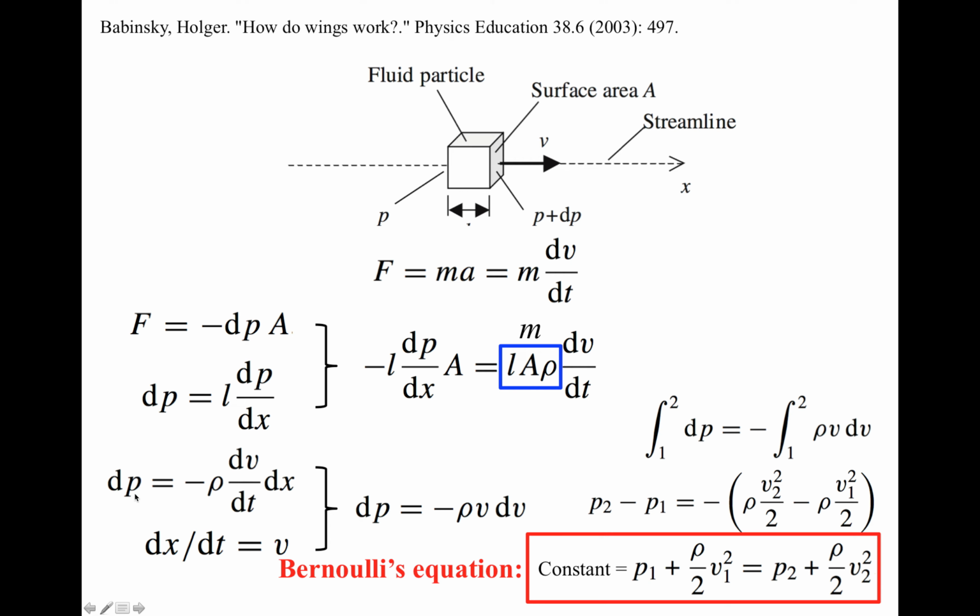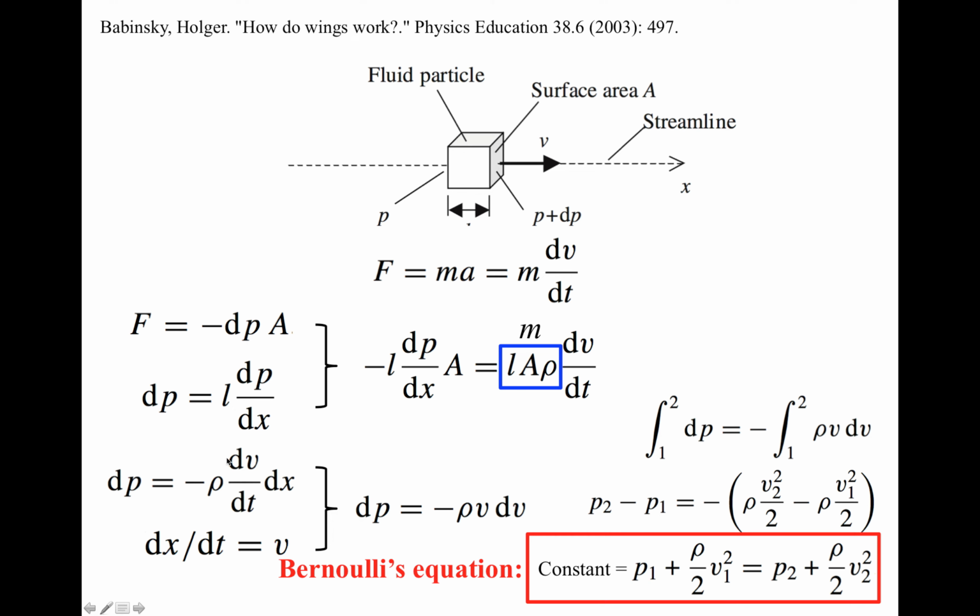So dp, with dx multiplied on both sides, dx cancels out. So it becomes minus rho dv over dt times dx. This particular equation is basically the previous equation after some algebraic manipulations. Basically we just cancel out L and A on both sides, multiply by minus 1 on both sides, and then multiply by dx on both sides. Then we get this particular equation.